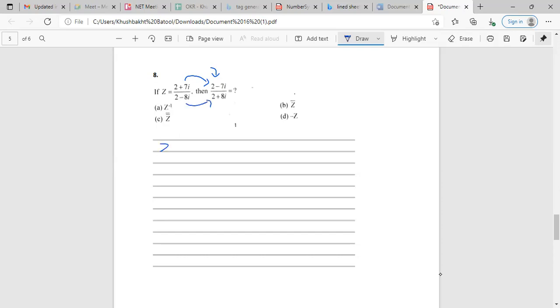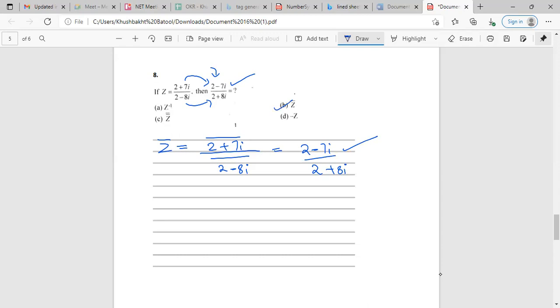So if I consider z mod, this is basically going to be mod of the numerator 2 plus 7 iota divided by mod of the denominator, that is basically 2 minus 8 iota, and I would end up getting 2 minus 7 iota divided by 2 plus 8 iota. So this is what they have asked. We have the same fraction now by basically using z mod. So B is the answer.